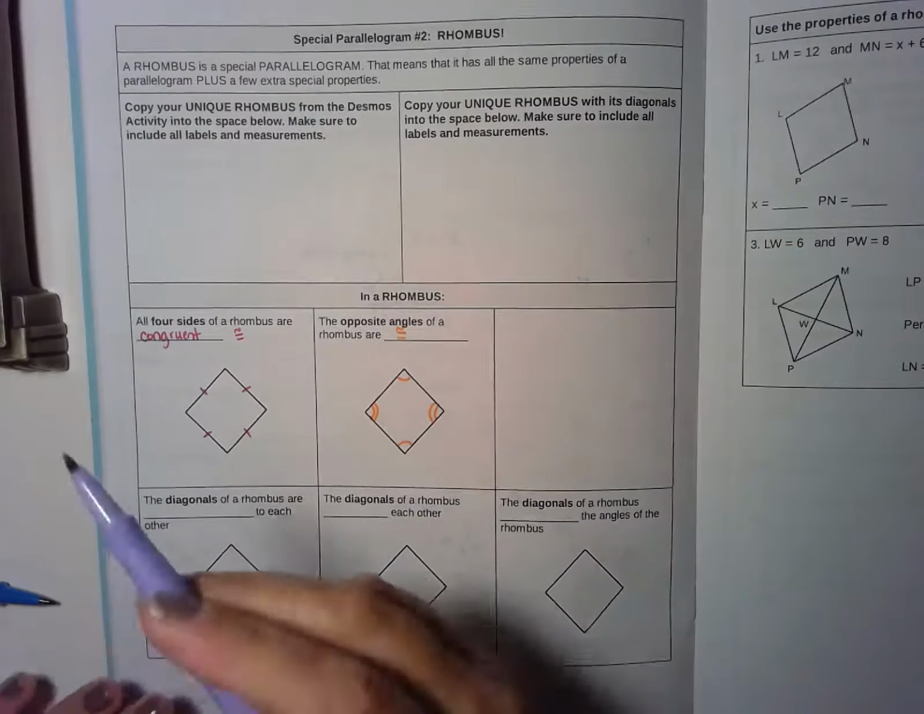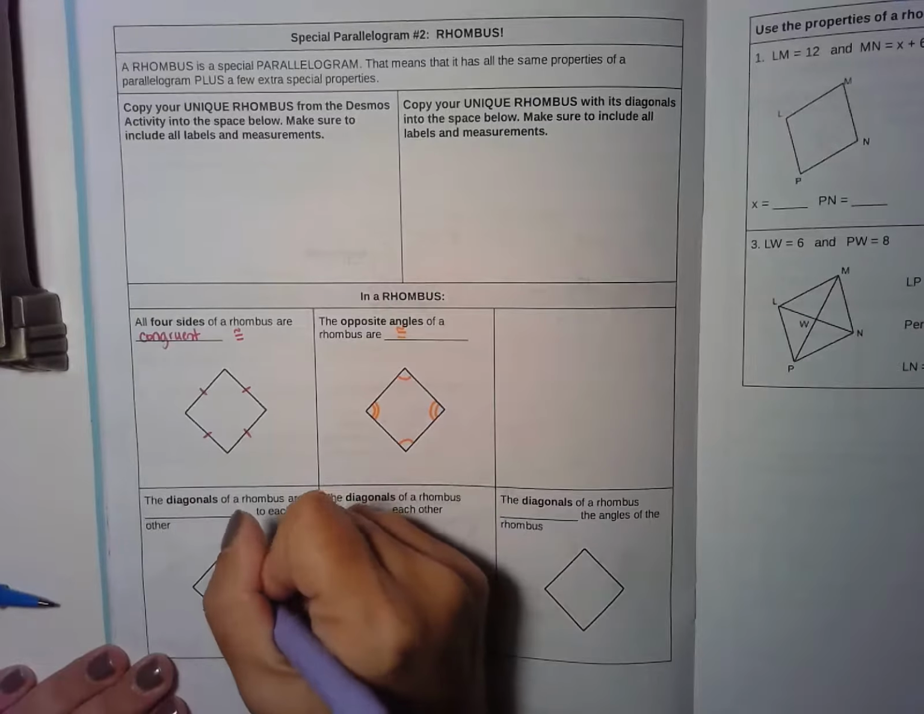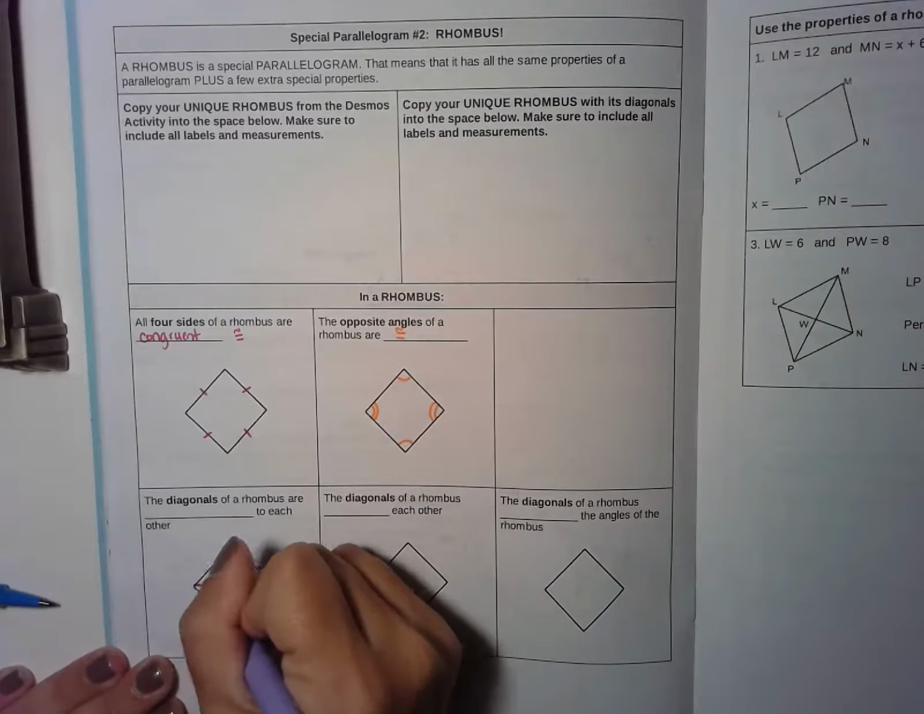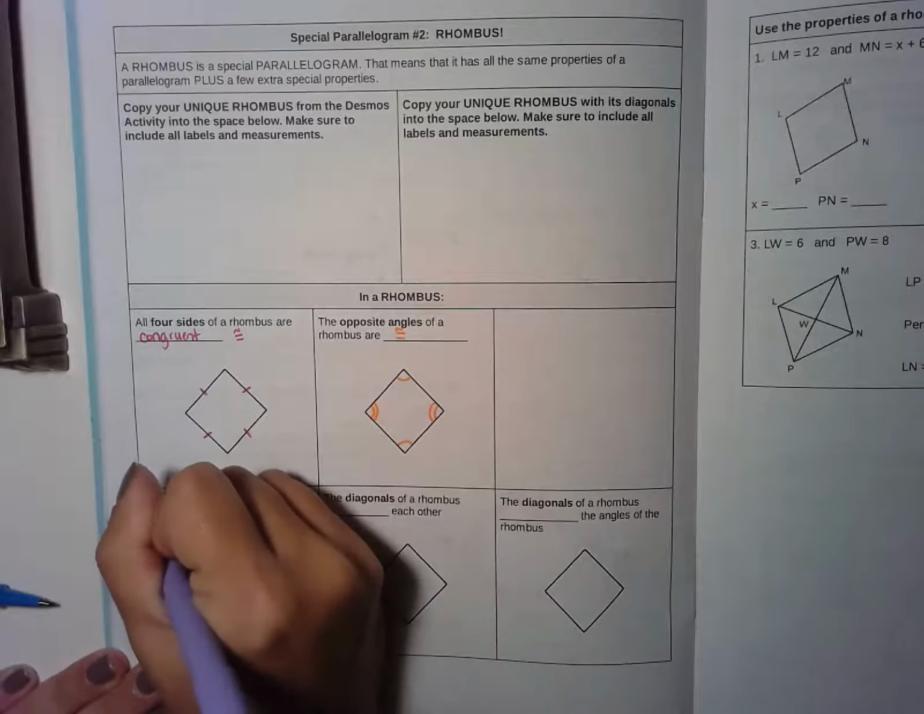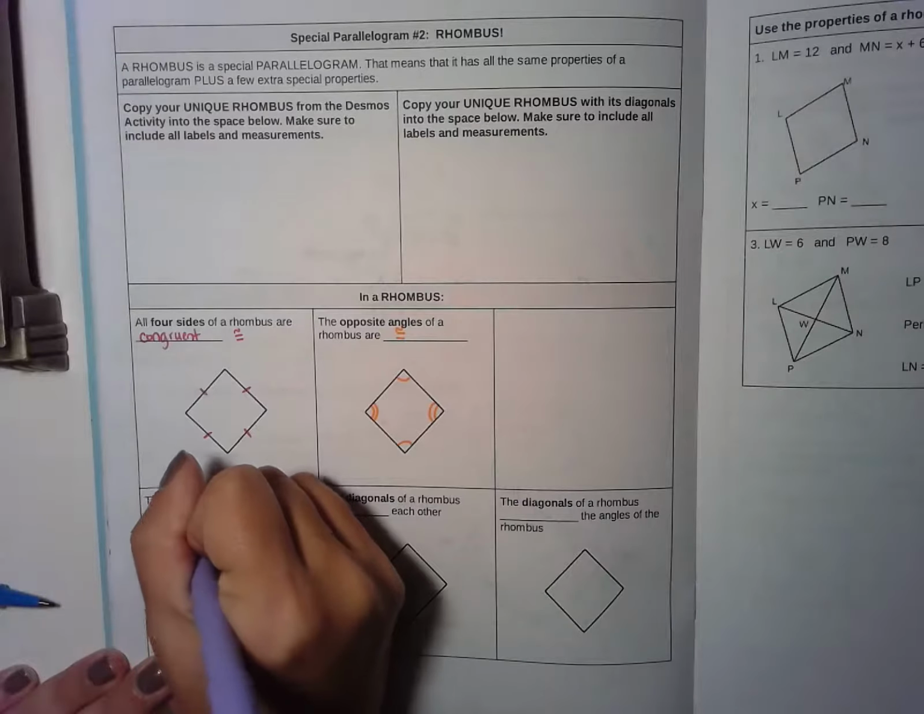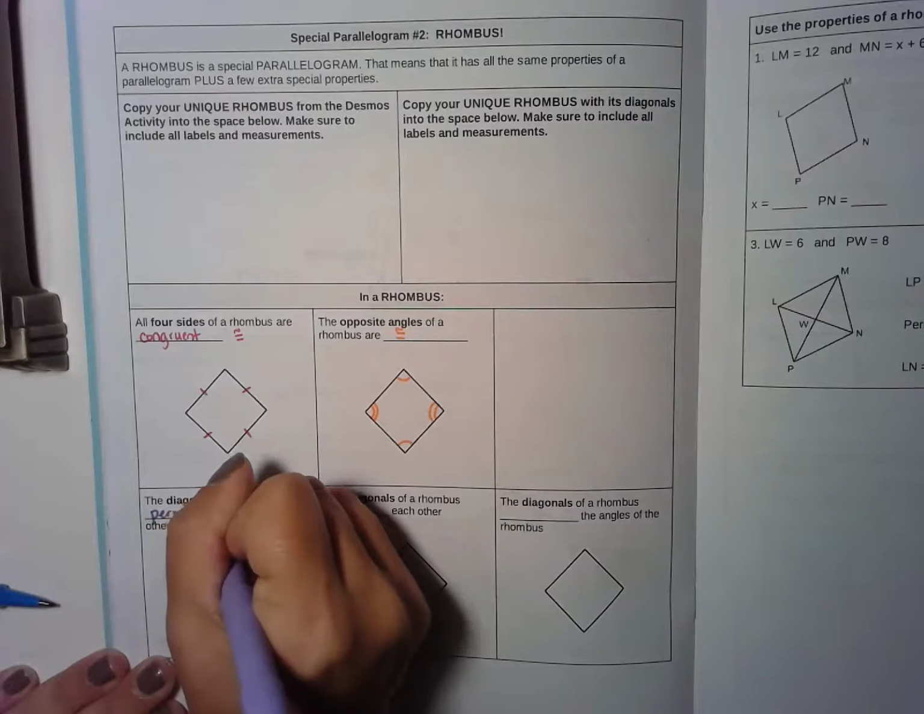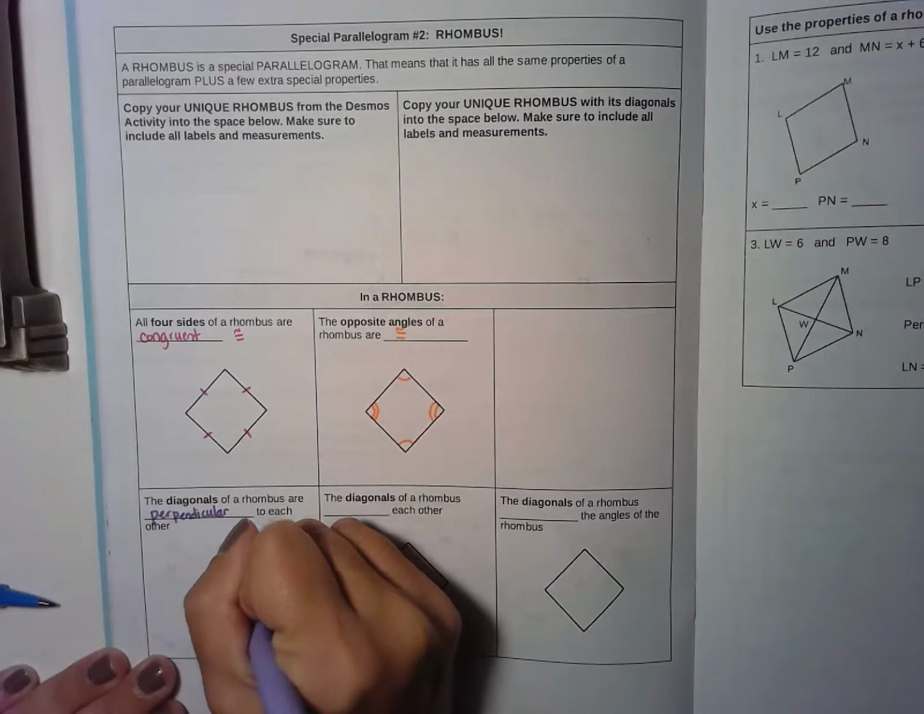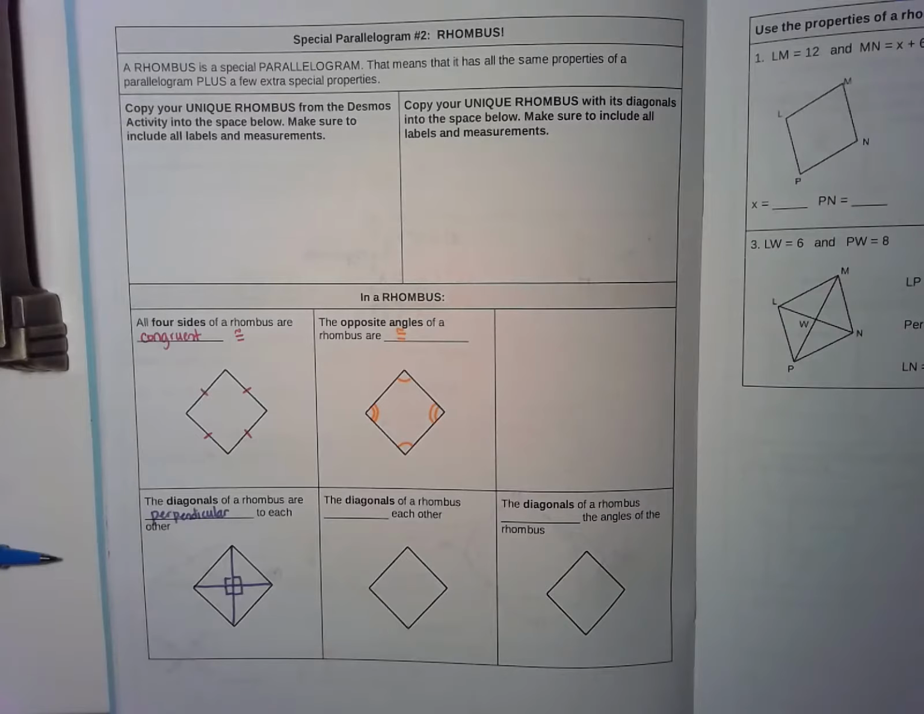So in this next picture, I'm going to draw in the diagonals. The diagonals of a rhombus are perpendicular to each other. So if you kind of draw them, you can visually see it. So they actually form 4 right angles right here in the middle. The diagonals of a rhombus also bisect each other, but they're not necessarily the same length.